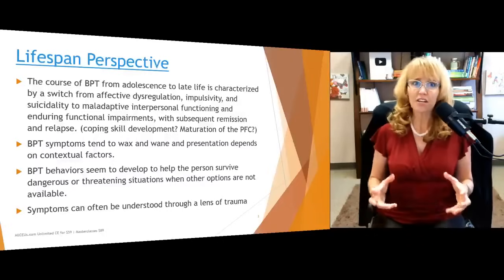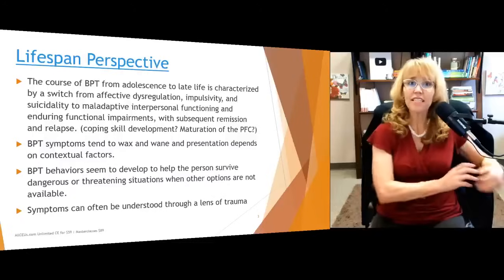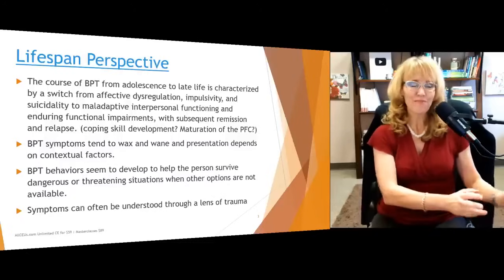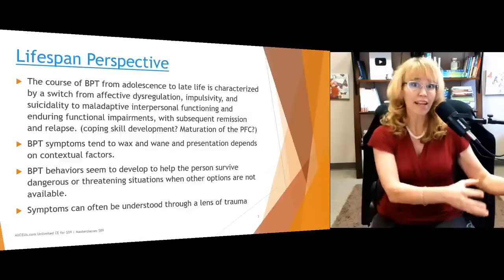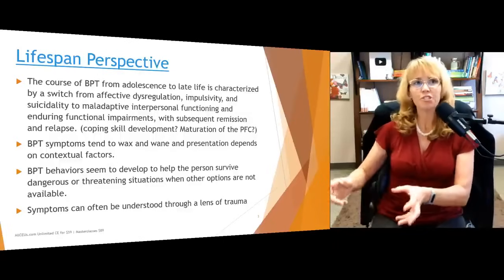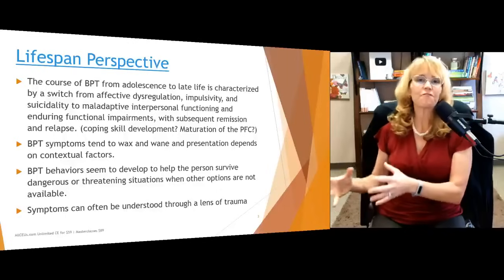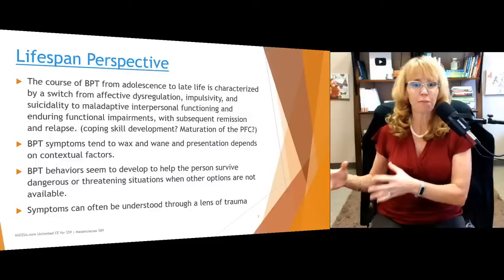So we need to ask ourselves, this behavior we're seeing in the present developed many, many years ago. How did it make sense back then? What function did it serve back then? And again, how can we mature that into a different or a modified coping skill that's more effective in the present?